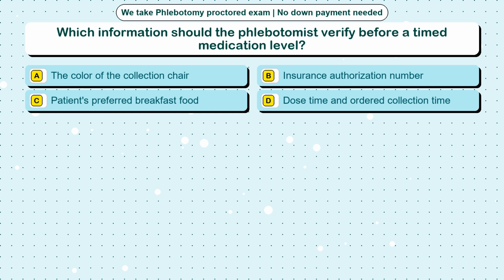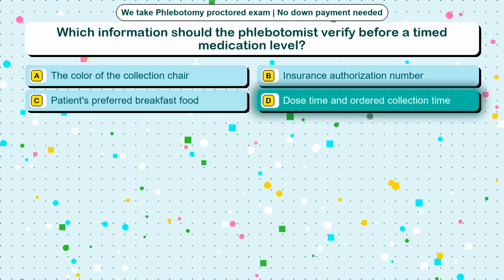Question 48. Which information should the phlebotomist verify before a timed medication level? Option A. The color of the collection chair. Option B. Insurance authorization number. Option C. Patient's preferred breakfast food. Option D. Dose time and ordered collection time.